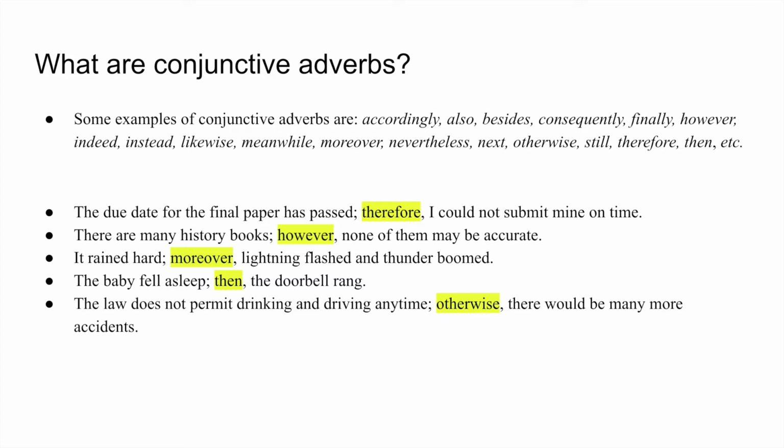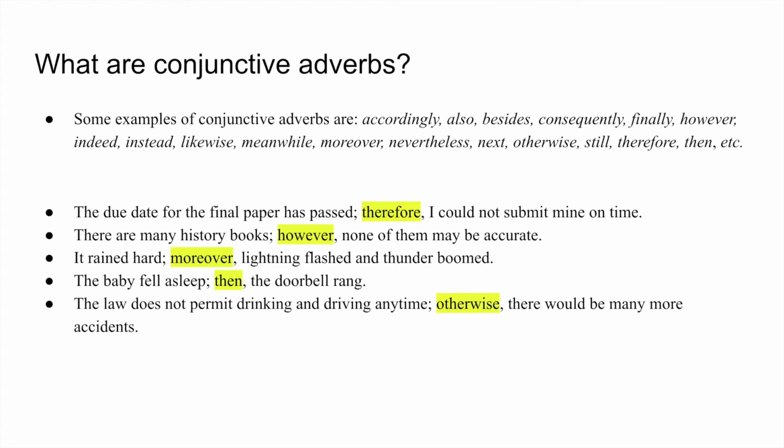The third example reads, it rained hard. Moreover, lightning flashed and thunder boomed. So here, the conjunctive adverb moreover is used to basically say in addition, right? As well. So it rained hard. Moreover, right? As well, lightning flashed and thunder boomed. So we use the conjunctive adverb moreover to basically add additional information.